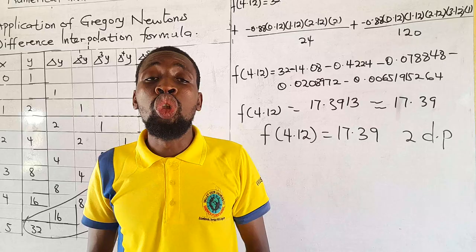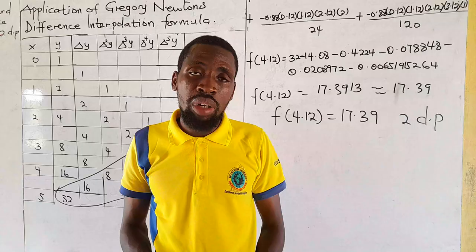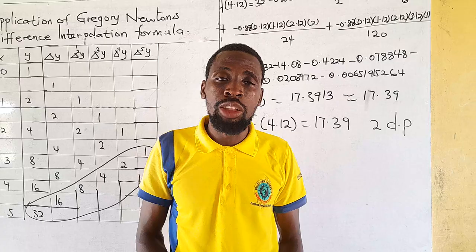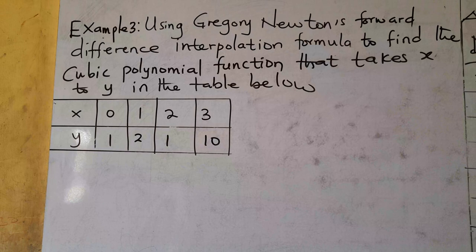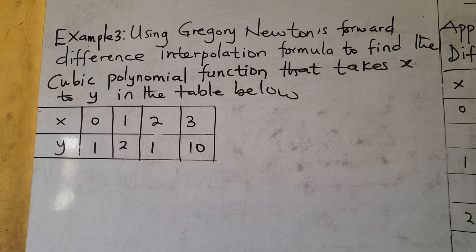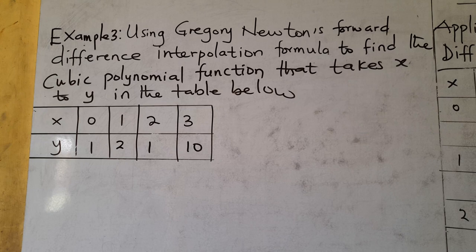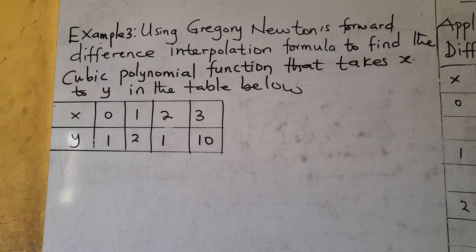Do you also know that Gregory Newton's forward difference and backward difference interpolation formula can be used to find the polynomial function that connects x and y? That's what will be our next problem, where we learn how to use the Gregory Newton's forward difference formula to find the polynomial functions that connect two values. So our question says: using Gregory Newton's forward difference interpolation formula, find the cubic polynomial function that takes x to y in the table below, where the x values are 0, 1, 2, 3, and their corresponding y values respectively are 1, 2, 1, and 10.